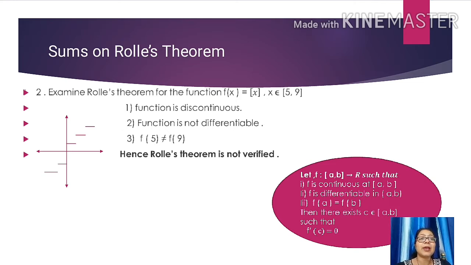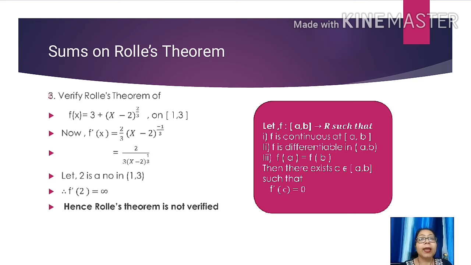And the functional values of f at the points 5 and 9 are also not equal. So Rolle's theorem is not verified here. Next sum, f(x) = 3 + (x - 2)^(2/3). We cannot say this is a polynomial function because the power is a rational number.